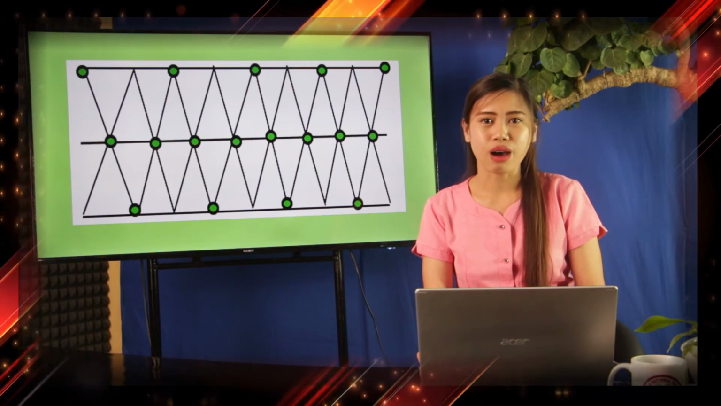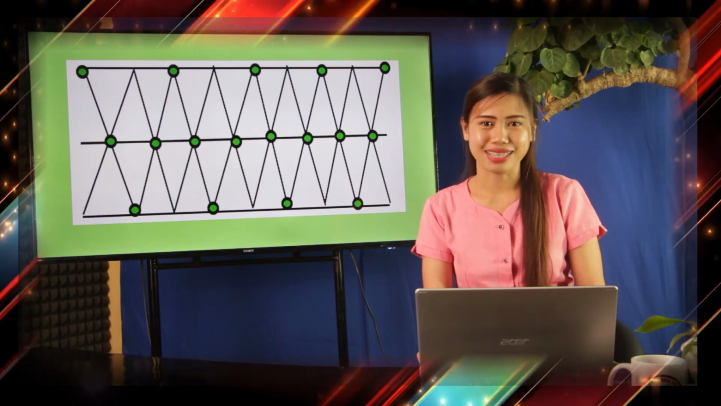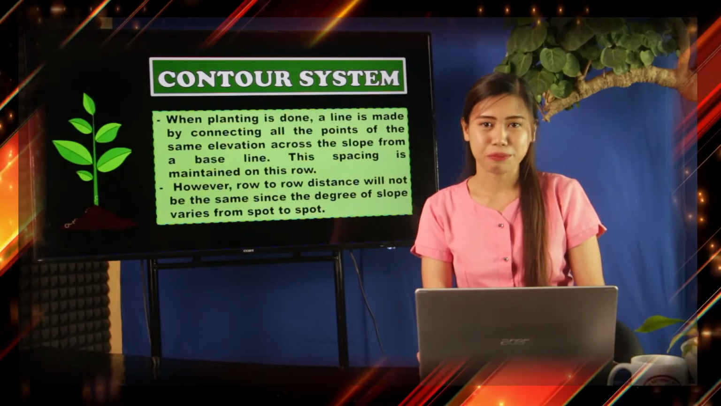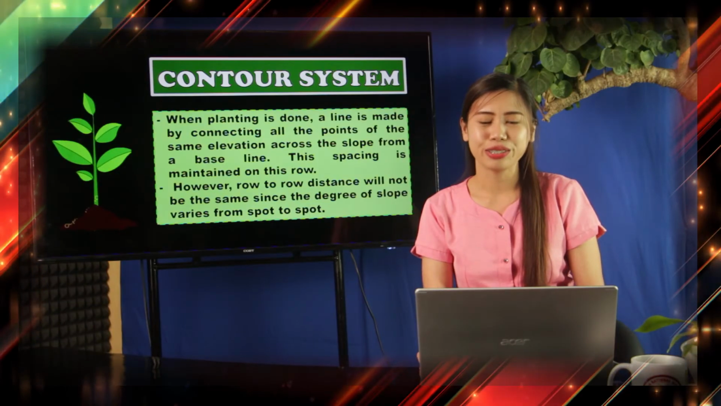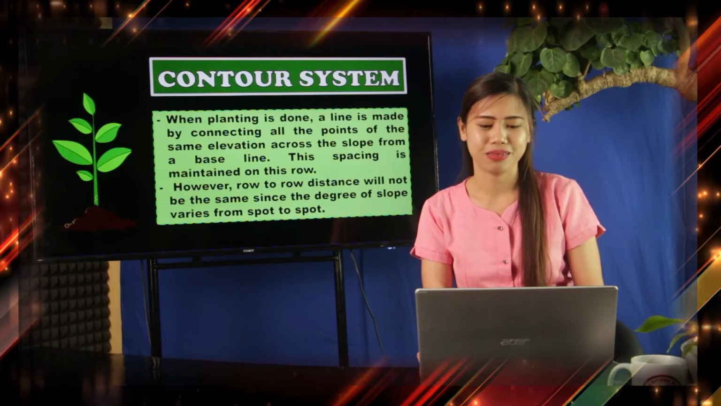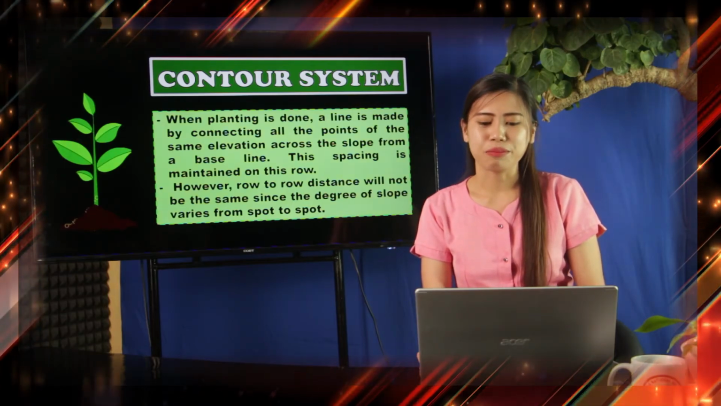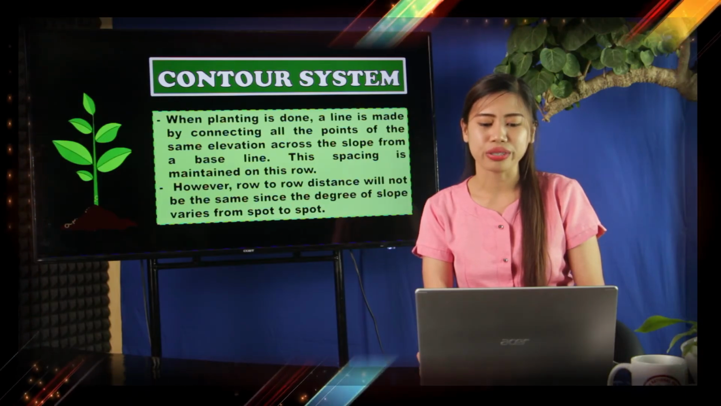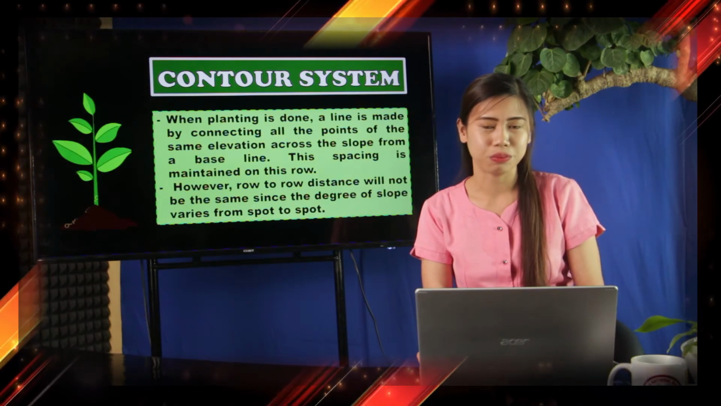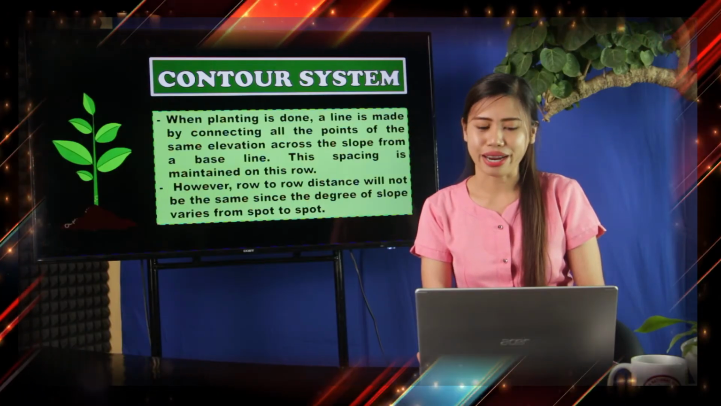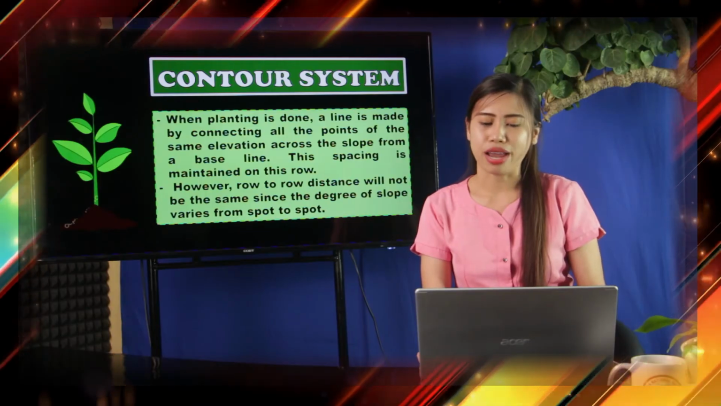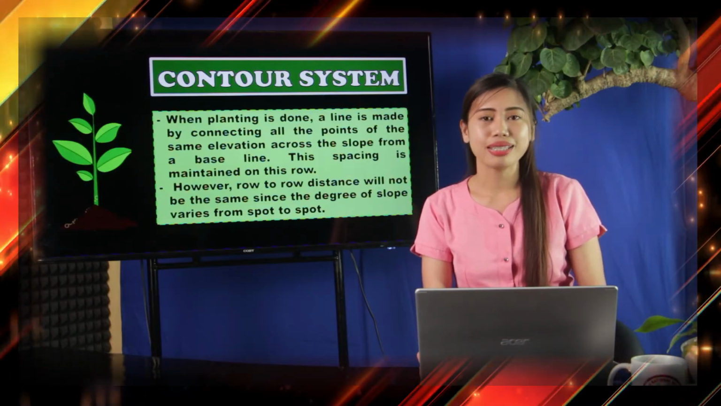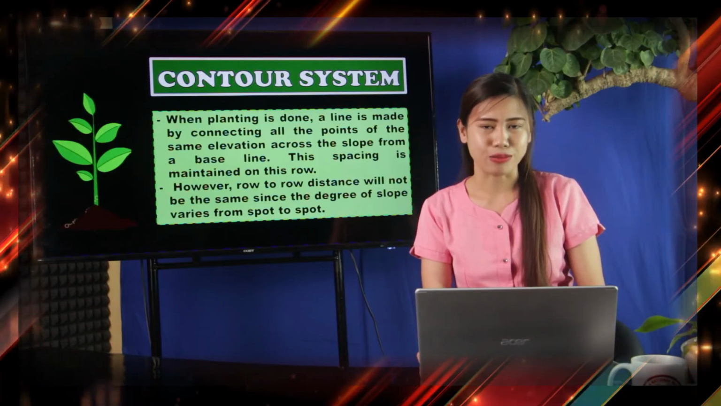Now let's proceed to our fifth planting system. The fifth planting system is the contour system. Contour is an imaginary line connecting all points of equal elevation across a slope. In a hilly area, a lot of depressions, ridges, furrows, and placed surface are found.